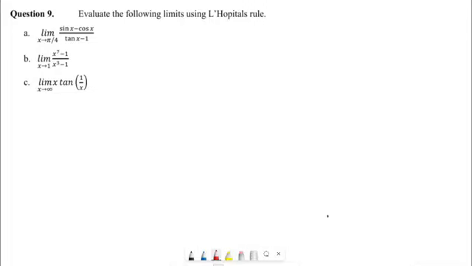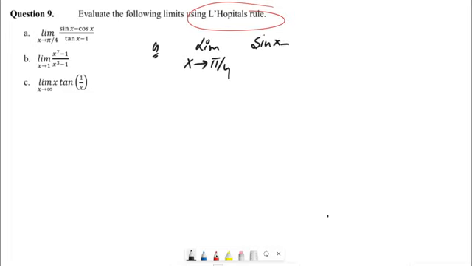In this question, we are going to learn about L'Hopital's rule, finding some limits which are indeterminate using L'Hopital's rule. So let's work on the first one. Limit as x approaches pi over 4 of sine x minus cosine x divided by tangent x minus 1.